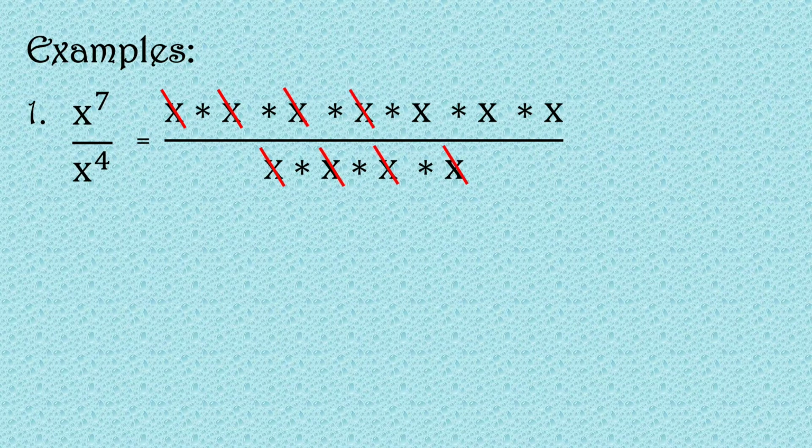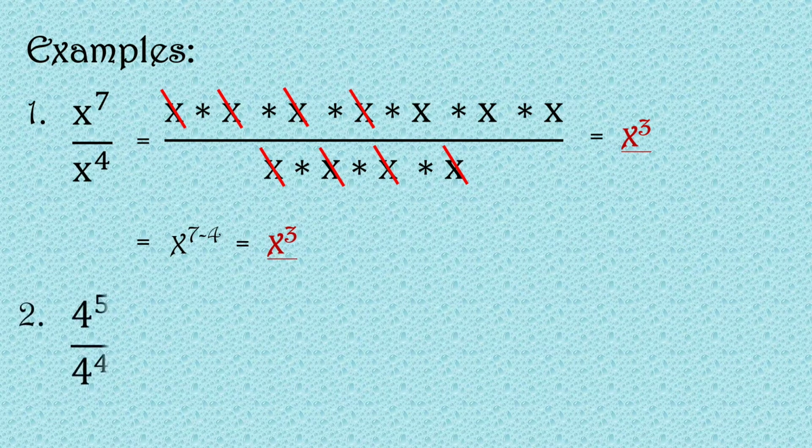So, meron na lang tayong natirang 3x. So, ang sagot natin dyan, x raised to 3. Pagka using the quotient of a power, copy natin yung base, which is x, and then i-minus natin yung upper exponent dun sa ating lower exponent. So, 7 minus 4 is equals to 3. So, equal siya sa x raised to 3.